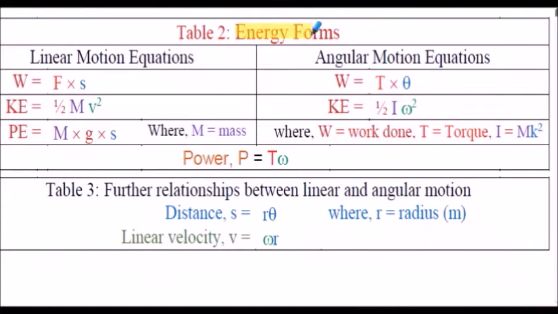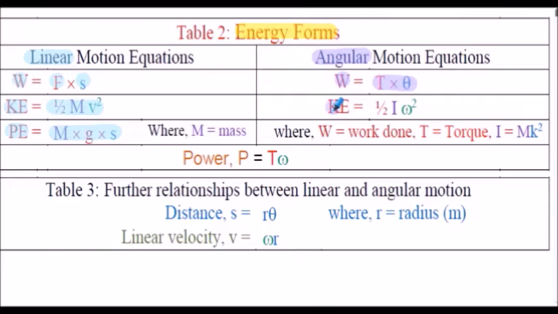Here are some energy forms to be aware of in both the linear and angular senses. Work done in the linear sense is the force multiplied by displacement, or the distance travelled. Kinetic energy is a half mv squared. And potential energy, often written as mgh, is actually expressed as mgs here, where h is height fallen through and s is distance travelled. Sometimes they're one and the same thing. Work done in the angular sense is the applied torque multiplied by the angle turned through, theta. Theta's in radians, of course.